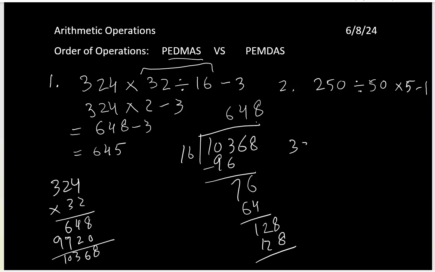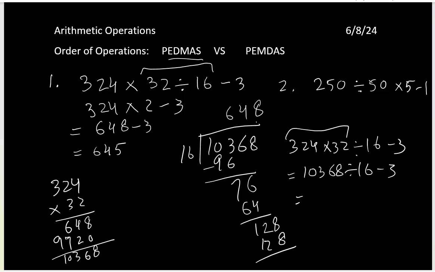So that you see here now, 324 times 32 divided by 16 minus 3. In this problem, when you go with the PEMDAS method, you are getting 10368, then divide by 16, minus 3, you get 648 minus 3, that gives you 645. Now as you see here with the PEMDAS method, unnecessarily we did a lot of work which is not needed. If you go with the PEDMAS method, it is already done in a short version. So when you see multiplication and division come together, we always do division first.